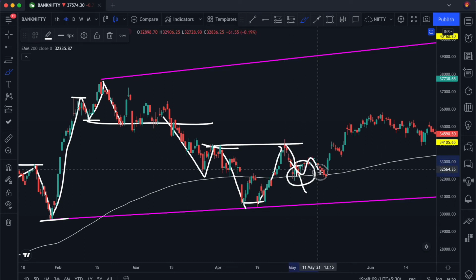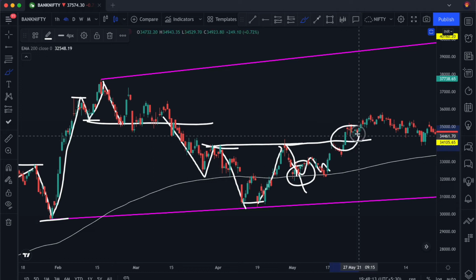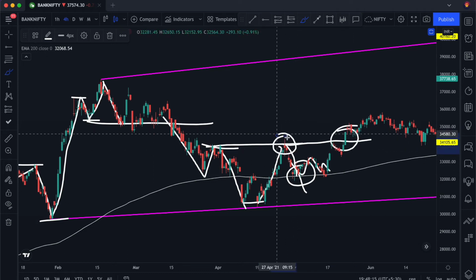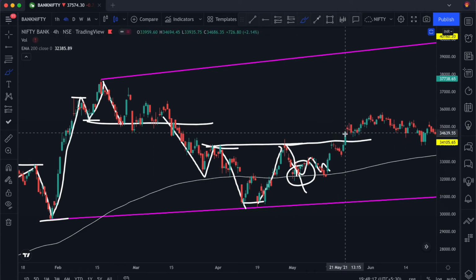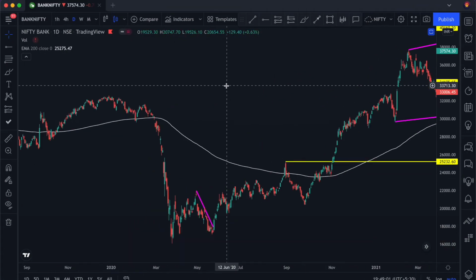Now again we started a bit of consolidation over here. Now with the break of this level over here, this is an indication of an early uptrend again.